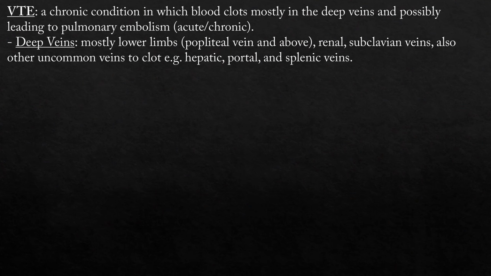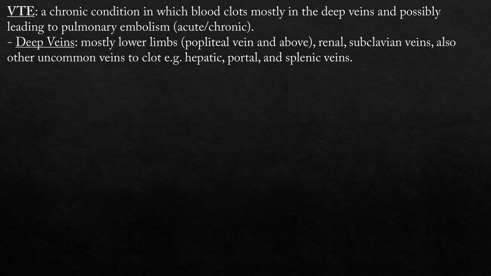What's VTE? VTE is a chronic condition in which the blood clots mostly in the deep veins and possibly leading to pulmonary embolism. Pulmonary embolism can be acute or chronic, but most of the cases that occur in the medical field are of a chronic condition.